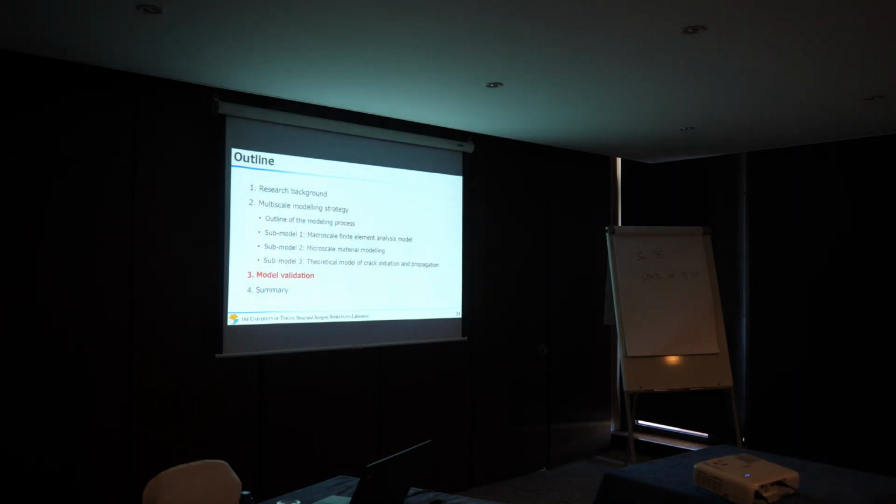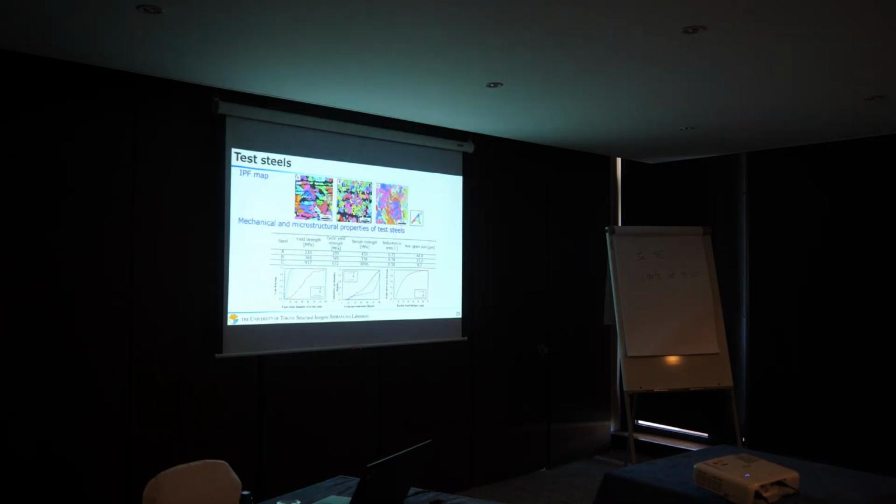And then I will introduce the validation part of the model. We use two kinds of ferrite-pearlite steel and one bainite steel. And here, this table shows the mechanical and microstructure properties of the test steels. We can see the grain size shows a large difference for each steel. And these three figures show the microstructure distribution.